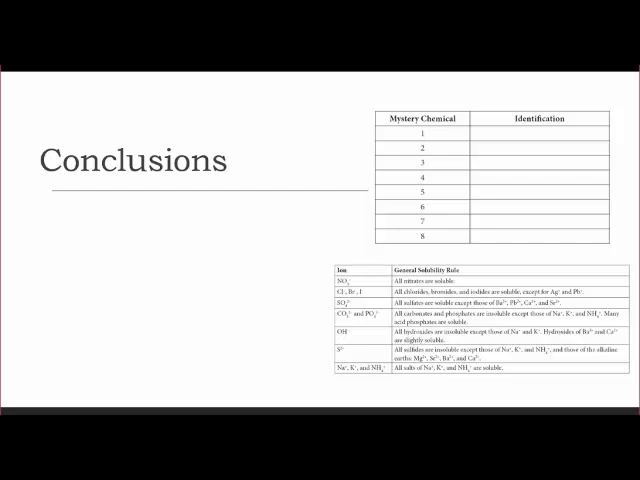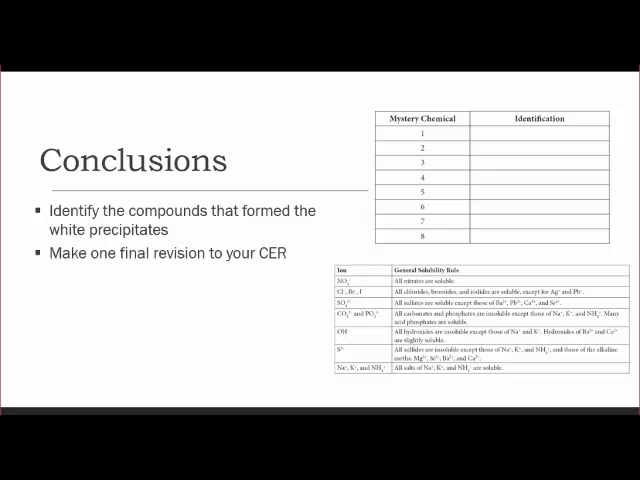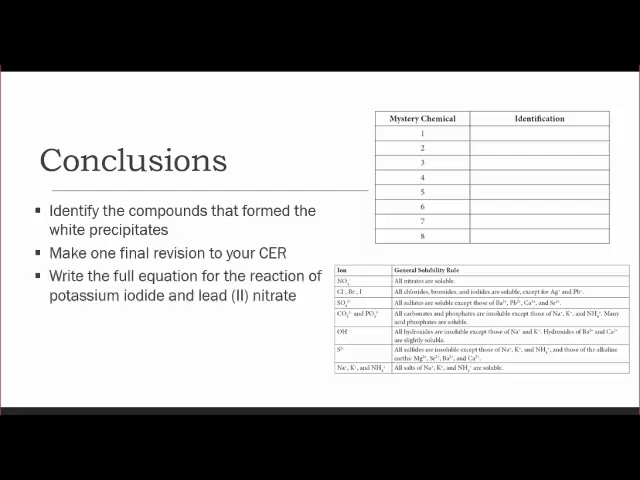Once you finish this part of the investigation, you'll head into the final set of questions. There, you will be asked to give me these final identifications for the mystery compounds. You're going to get one more chance to revise your CER, and you're going to write the full equation for the reaction between potassium iodide and lead nitrate. So that's reactants and products with their states of matter. You're also going to have a chance to reconsider what the driving question was. Again, how do scientists create reactions that produce products with the properties that they are desiring?